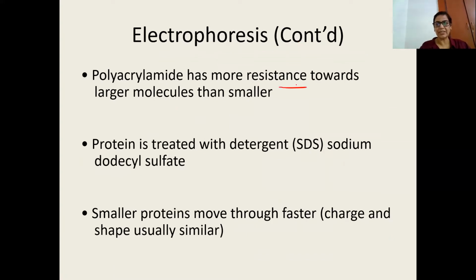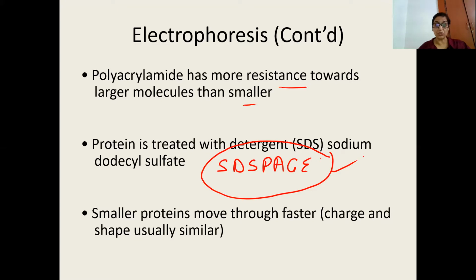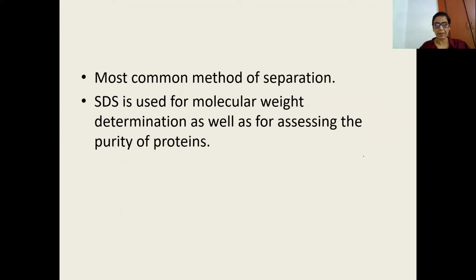Polyacrylamide has more resistance towards larger molecules than smaller. And if the protein is treated with SDS, it is known as SDS-PAGE. It is a more reliable and authentic technique used nowadays to separate proteins. As you can see, it is the most common method of separation. SDS-PAGE is used for molecular weight determination as well as for assessing the purity of the proteins. So that is why this is used nowadays.